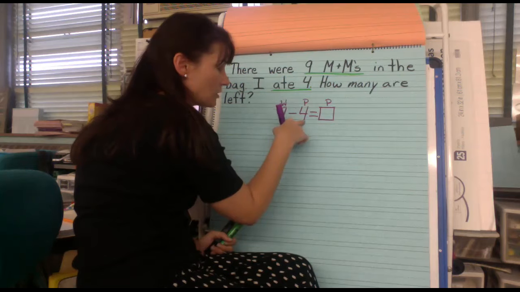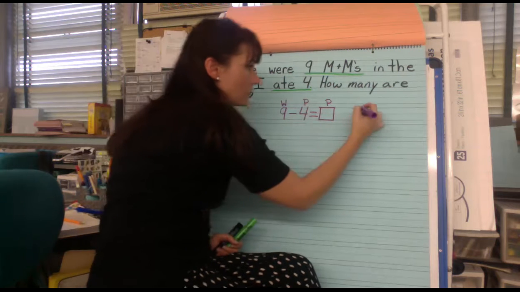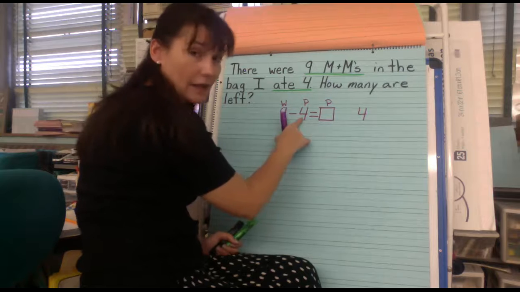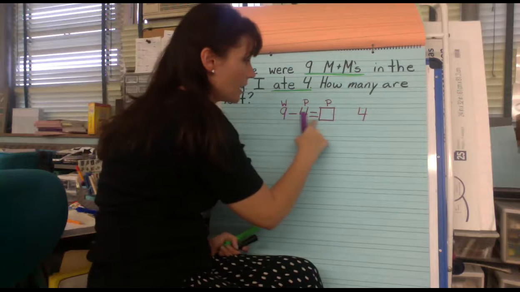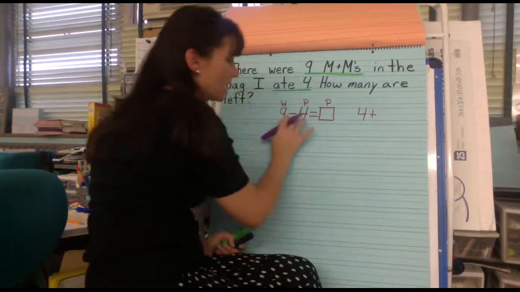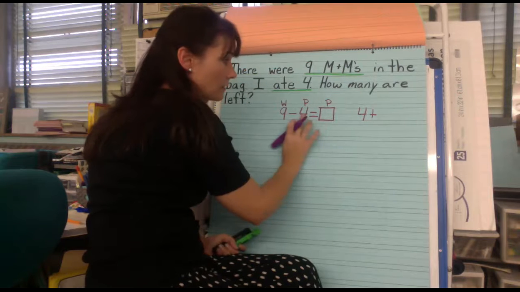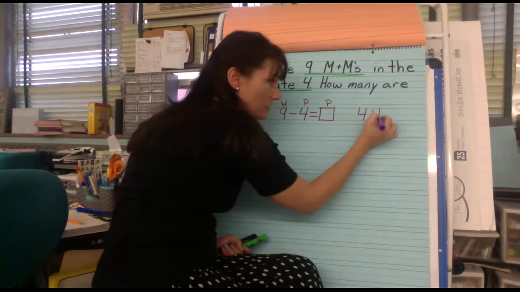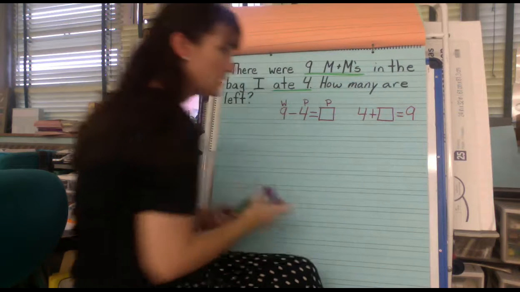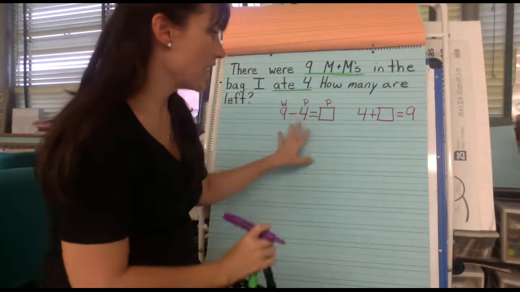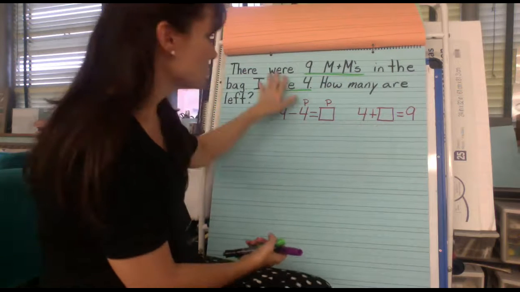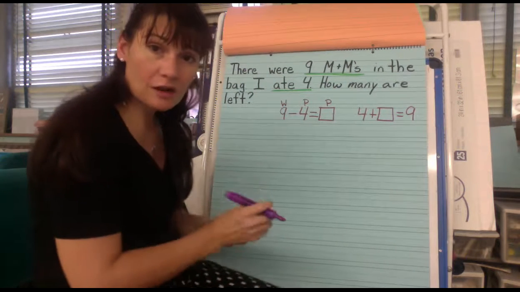But if you think backwards, then you start with the part you don't know, you add the part you do. So I'm going to start with the part I do know. I know that I had 4 that I ate. I know that there's another part, because if 9 minus 4 equals my part, then 4 plus my part equals my 9. By using my counting back and counting on strategies together, it helps me to think about how the problem could be solved.